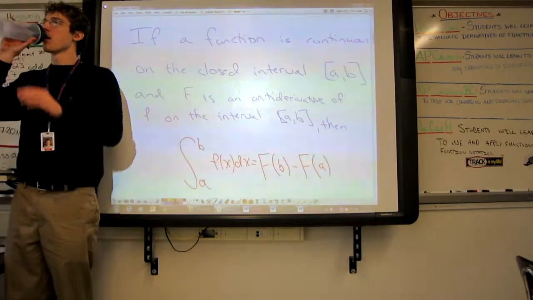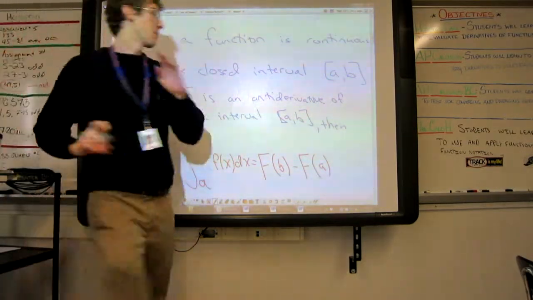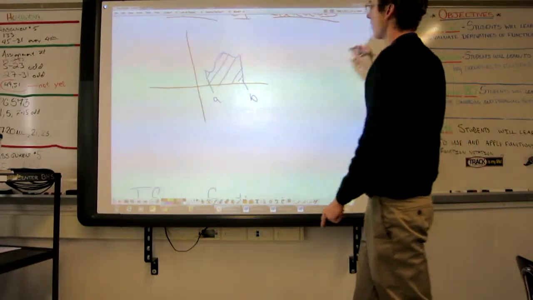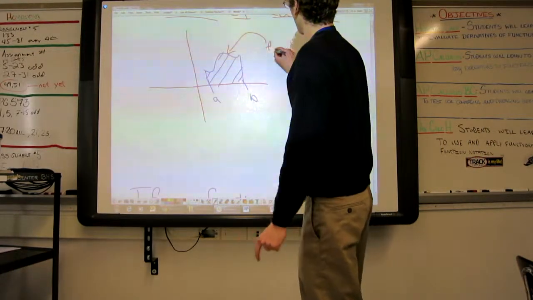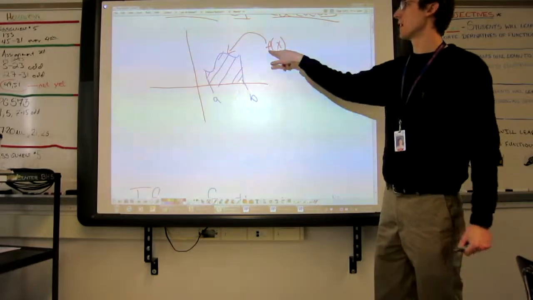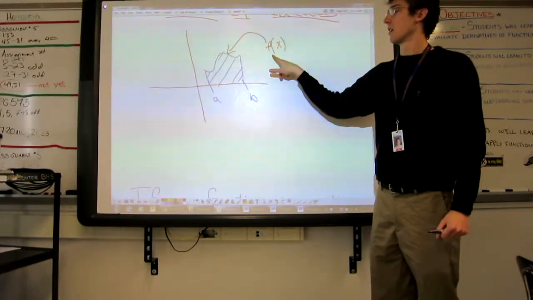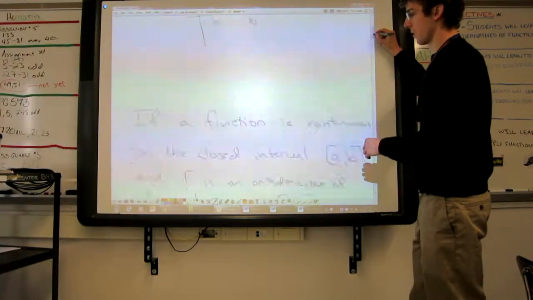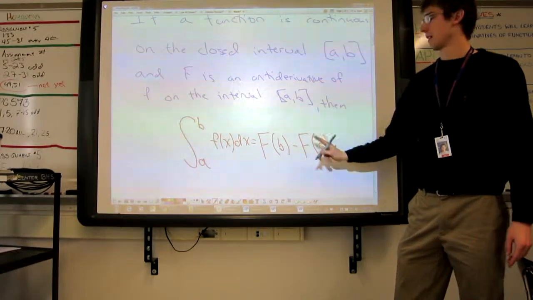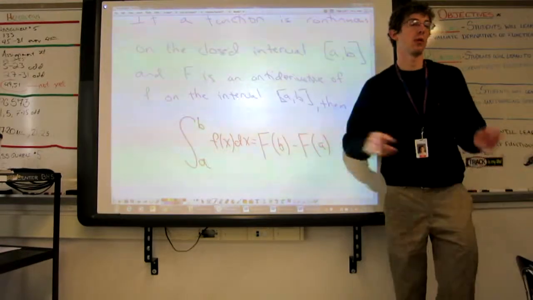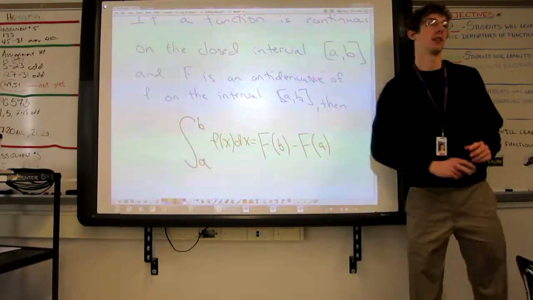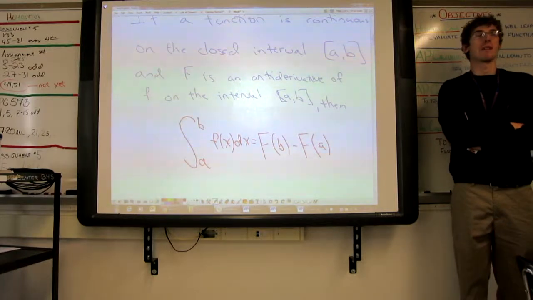So let's talk about this. Here's my function f of x, right? Basically, if we want to find the area under the curve, all we have to do is integrate f of x and then evaluate that integral at b and evaluate that integral at a. Then take the second one and subtract it from the first. So evaluate the integral at b and then subtract the integral evaluated at a, and then boom, we're going to have that area under the curve.